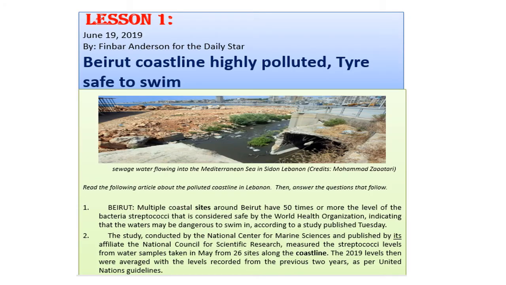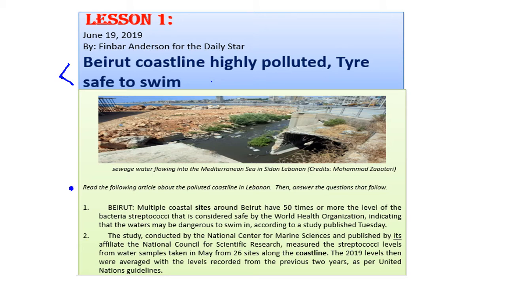Let's go now to our lesson. This was an article in a very famous newspaper in Lebanon, English-speaking newspaper called the Daily Star. The article's name is Beirut Coastline Highly Polluted, Tire Safe to Swim. So we obviously know what from the title, which as we learned previously is a condensed summary, or if you want a mini summary of the main idea of the text. So we know that this is the main idea of the text in just a few words. This is what a title is.